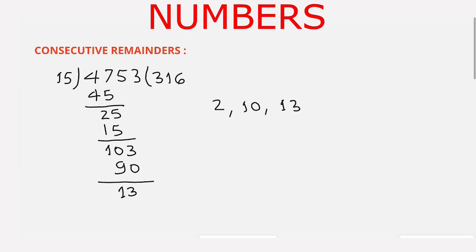The first remainder is 2. The second remainder is 10. The third remainder is 13. These three are called consecutive remainders. I hope you have understood the meaning of consecutive remainders. Now we will learn the type of questions asked in this topic.